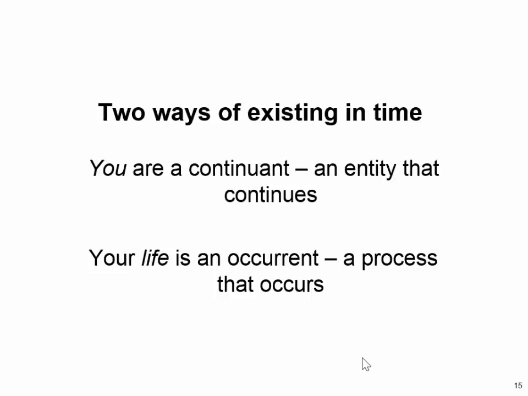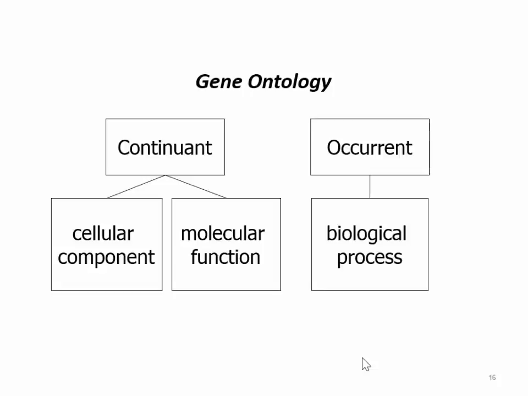And this is captured in the gene ontology, at least as some of us would interpret it. We have continuants, such as cellular components, and we have occurrents, such as biological processes. Molecular functions are a little bit difficult, particularly because the gene ontology added the word activity to the names of their molecular functions, which makes it look as if molecular functions are actually processes, which might better be called functionings. But don't think about molecular functions for the moment.